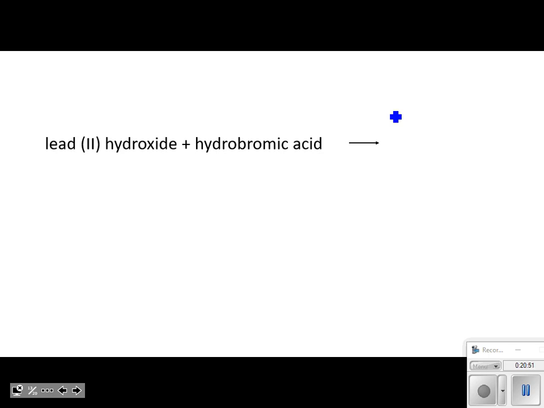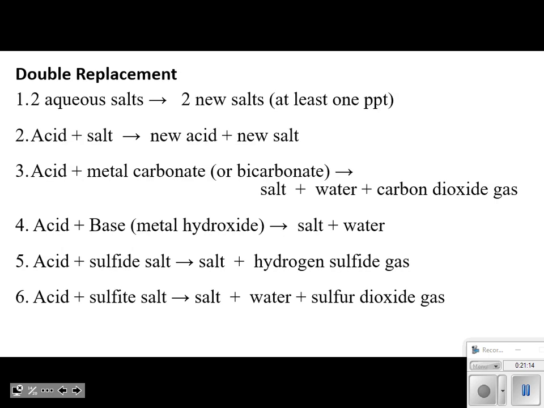Lead 2 hydroxide and hydrobromic acid. Uh-oh, I have an acid, don't I? I have an acid. So I have to figure out which one, 2 through 6. What do you think? I would agree. Number 4, because it says metal hydroxide. That is this base here. It's going to be a metal hydroxide.